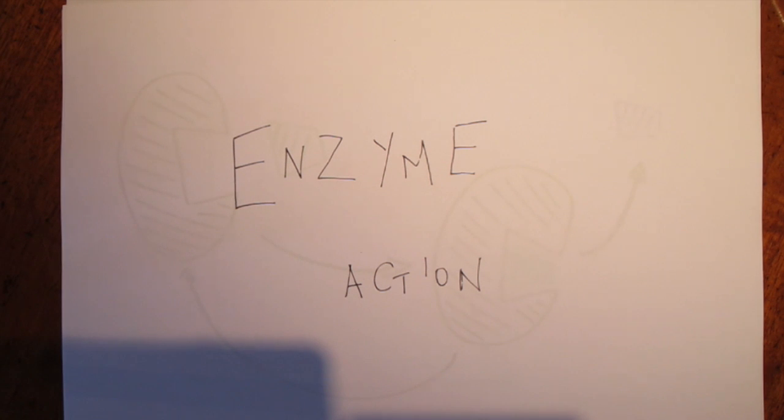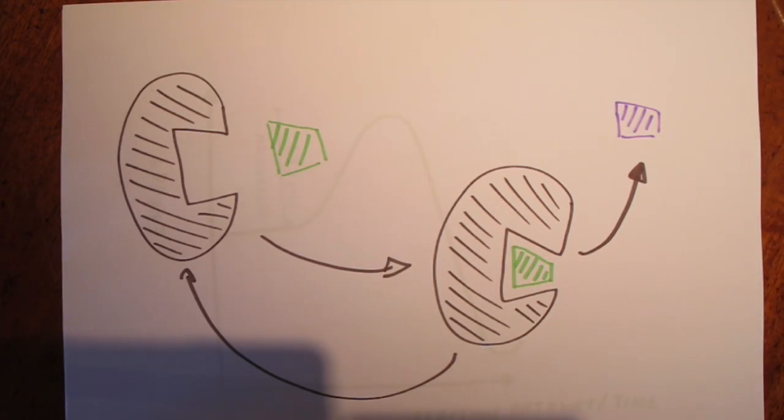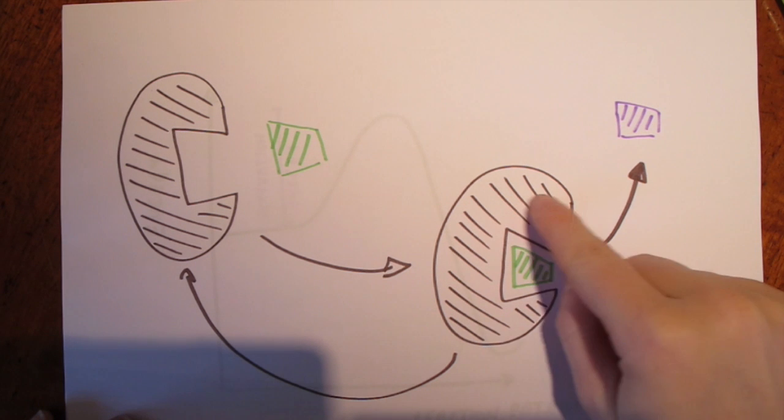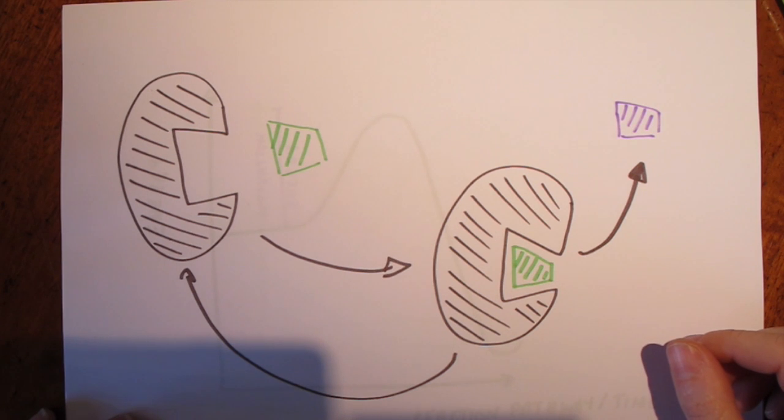Enzyme action. The basics of enzyme action we have known for a long time. The enzyme's active site is the lock, the substrate is the key, they are complementary and specific, the enzyme is a biological catalyst speeding up the reaction without taking part in the reaction itself.